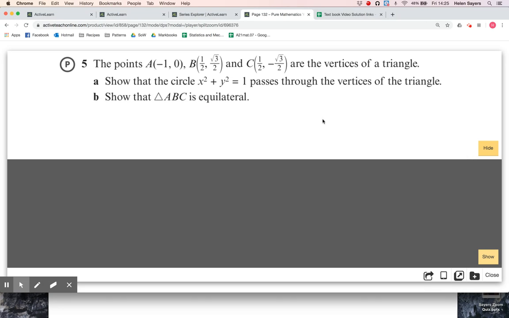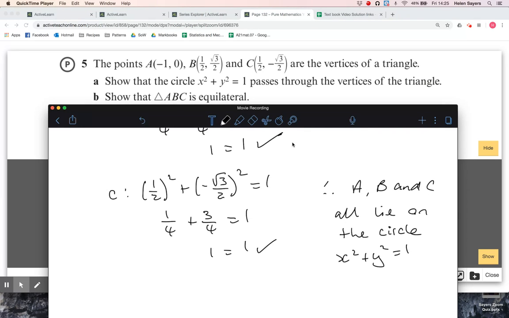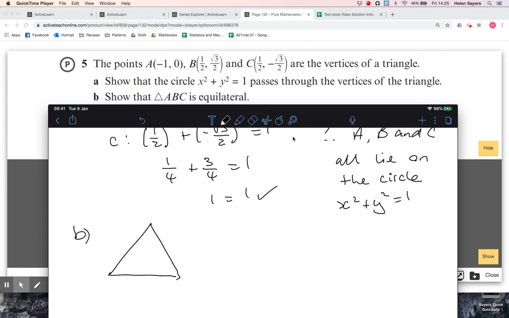Okay, and then show that the triangle is equilateral. So to show a triangle is equilateral, I could either be looking at angles and showing that it's got 60 degree angles, or I could be looking at the lengths. And obviously with our coordinate geometry, you've done quite a lot on how to find the distance between 2 points. Apart from perpendicular lines, angles don't really come into it too much. So let's go down the route of finding the 3 lengths.